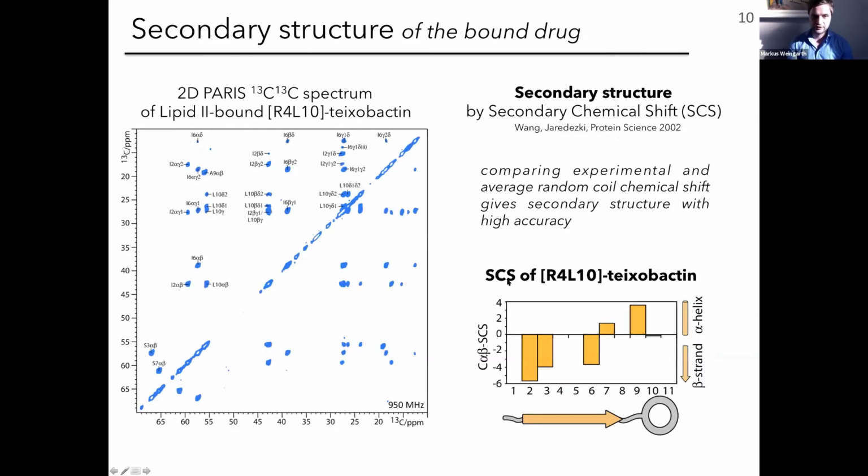the bound state? Therefore, we acquired this beautifully resolved 2D carbon-carbon spectrum of tioxobactin, and secondary structure is then deduced via so-called secondary chemical shifts, where we compare experimental and random coil chemical shifts. Positive values mean alpha helix and negative values mean beta strands, and you can readily see that the N-terminus adopts beta strand conformation in the bound state.